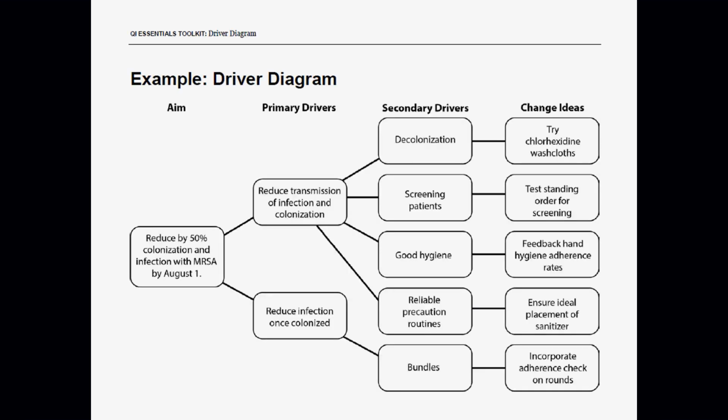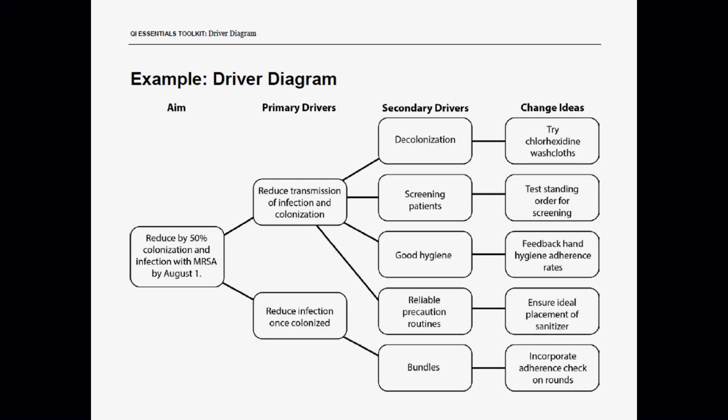And this is an example of a driver diagram. What this is giving you and your team is a theoretical framework of what your goal is, what your aim is. In this example, it's to reduce colonization and infection with MRSA in this hospital by 50%. And what's driving that problem that you're trying to improve on?